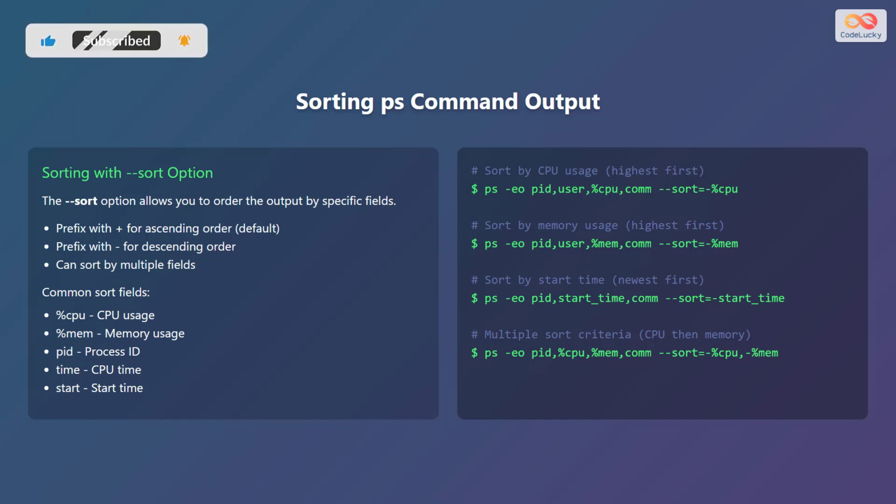Here are some examples. To sort by CPU usage, highest first, use the command ps -o pid,user,%cpu,comm --sort=-%cpu. To sort by memory usage, highest first, use the command ps -o pid,user,%mem,comm --sort=-%mem. To sort by start time, newest first, use the command ps -o pid,start_time,comm --sort=-start_time. For multiple sort criteria such as CPU then memory, use the command ps -o pid,%cpu,%mem,comm --sort=-%cpu,-%mem.